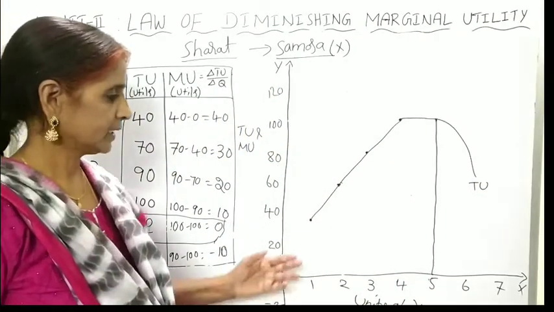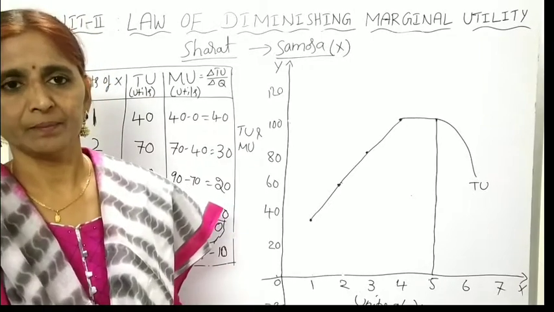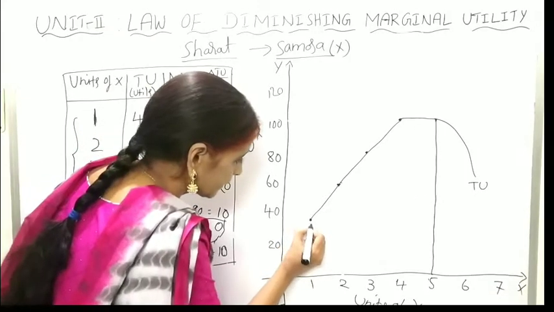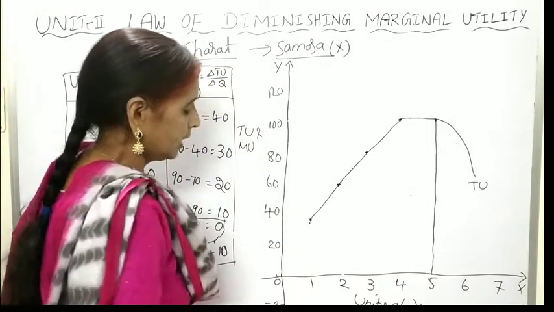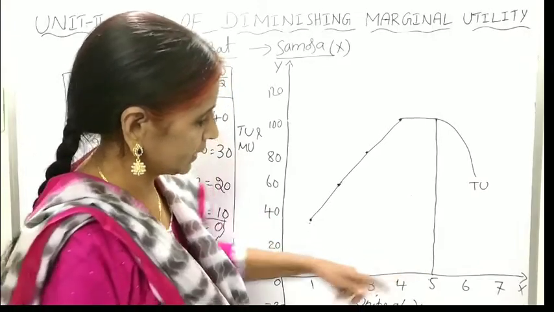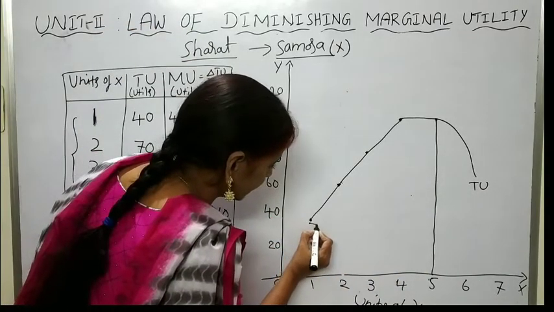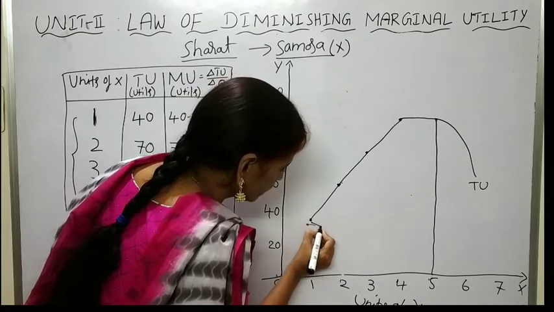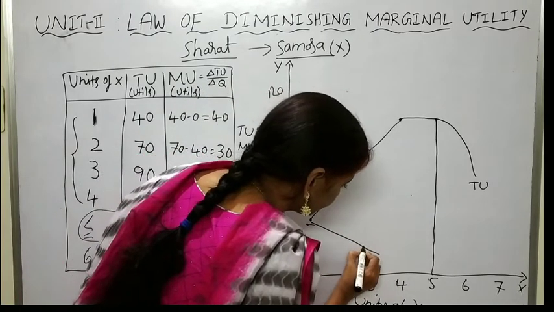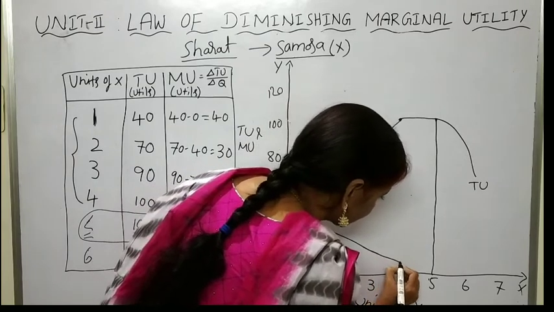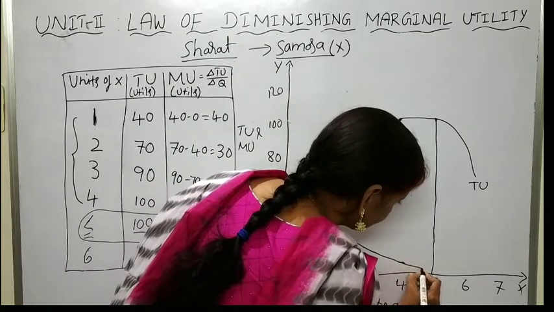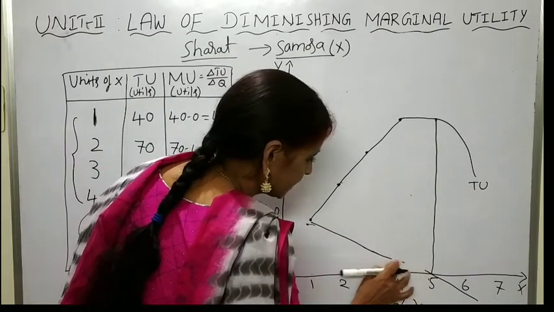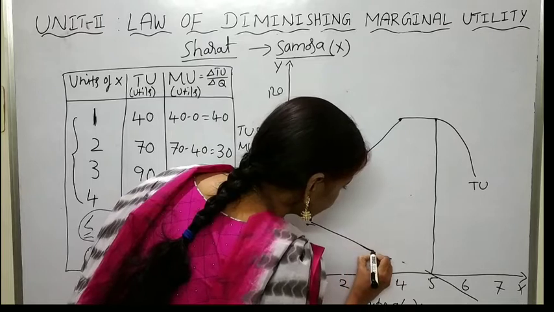And children, later to draw the marginal utility there is no need to identify the points. Okay children, start from here and MU will become 0 at the 5th unit. That is the reason draw the MU curve straightly. And it must touch the x-axis at the 5th unit and later it will become negative.